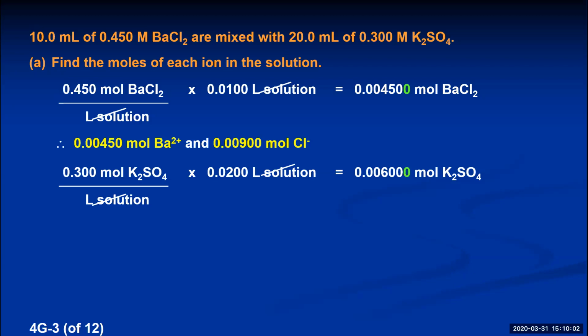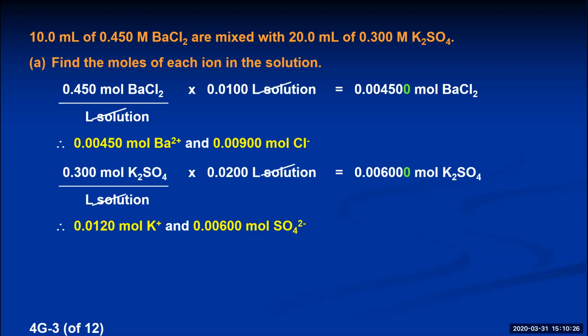So if we know there's 0.00600 moles of potassium sulfate, now by inspection, as it dissociates, we can tell that there's 2 potassium ions in the formula. So therefore, the moles of potassium ions are going to be 0.00600 times 2, or 0.0120 moles of potassium ions. And there's 1 sulfate in the formula, not 4 of them. SO4 is a sulfate.